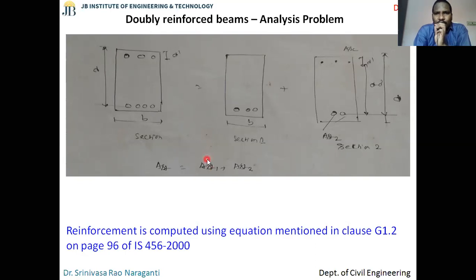We'll see how to do that. Then for the rest of the moments, we'll find out Ast2. We add both of them together, we get the total area of steel in the tension zone. Then we'll separately find out the Asc value, the area of steel in the compression zone.